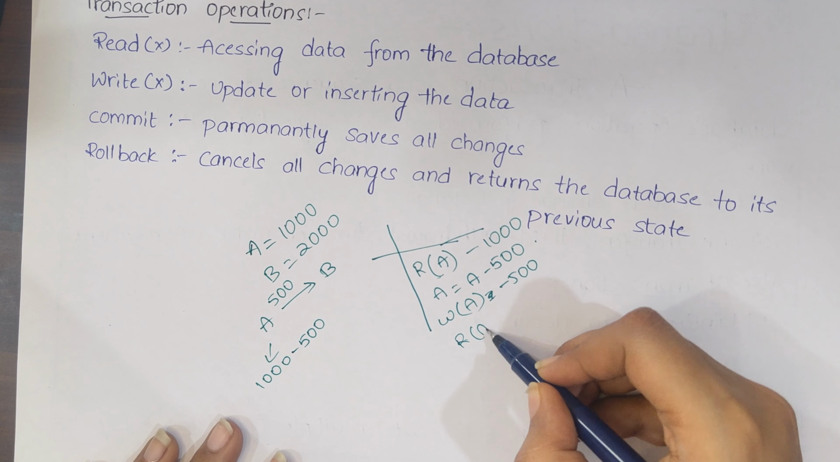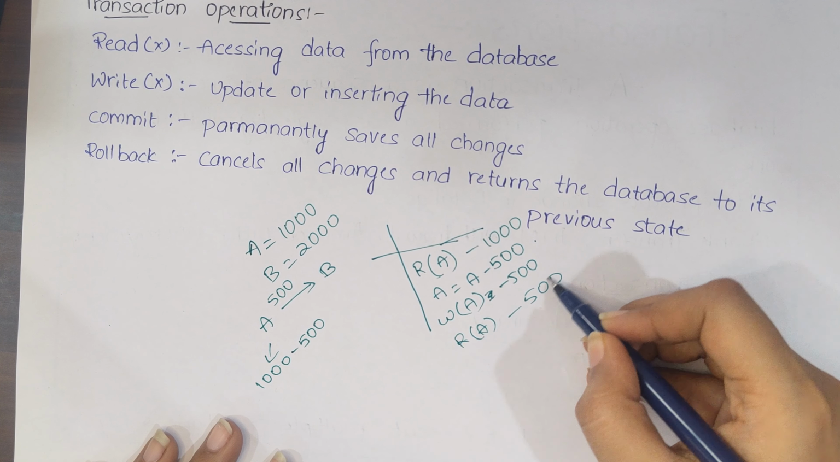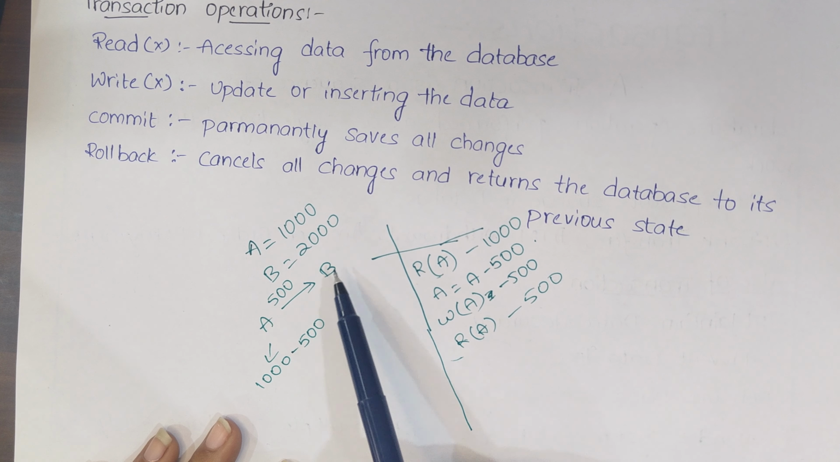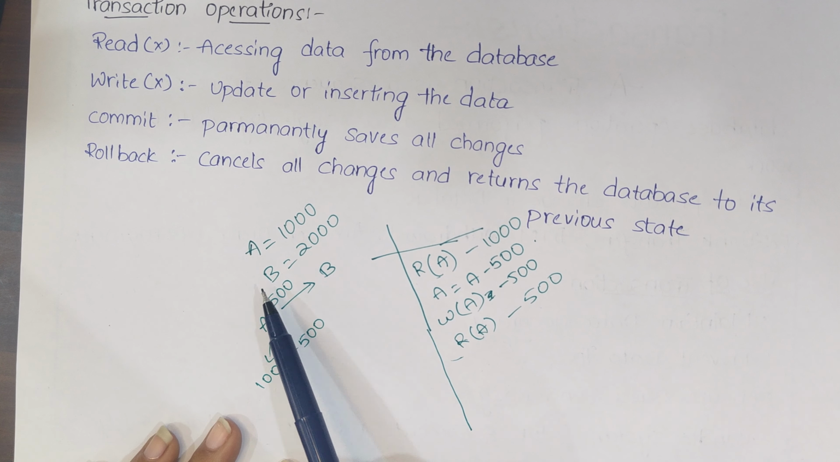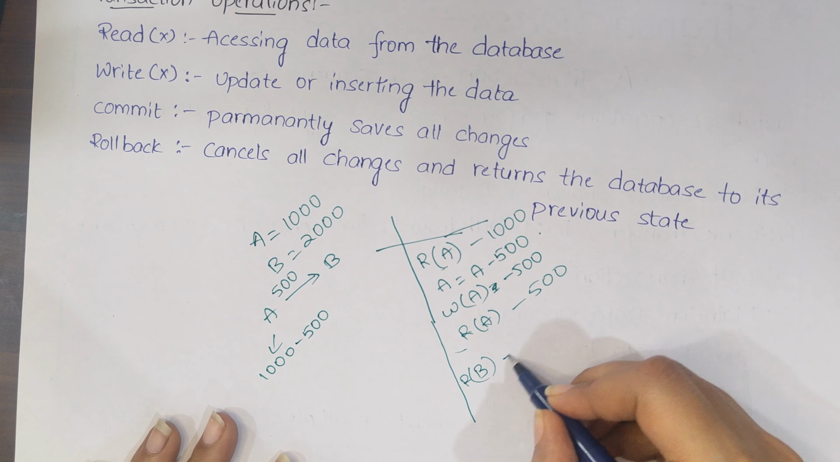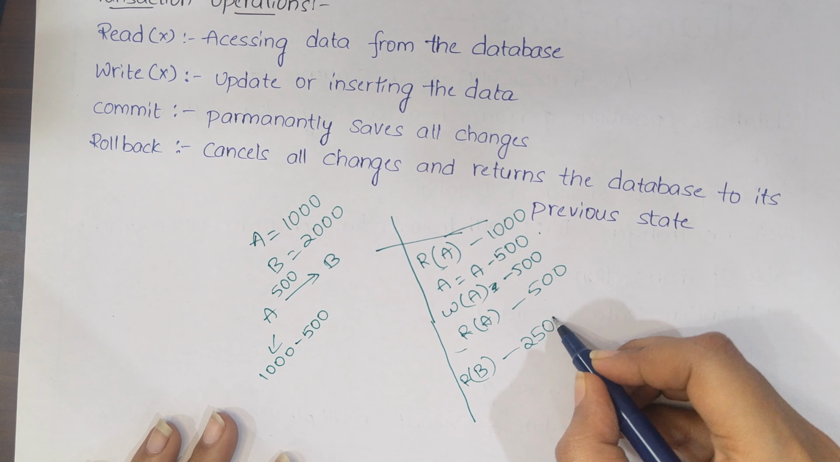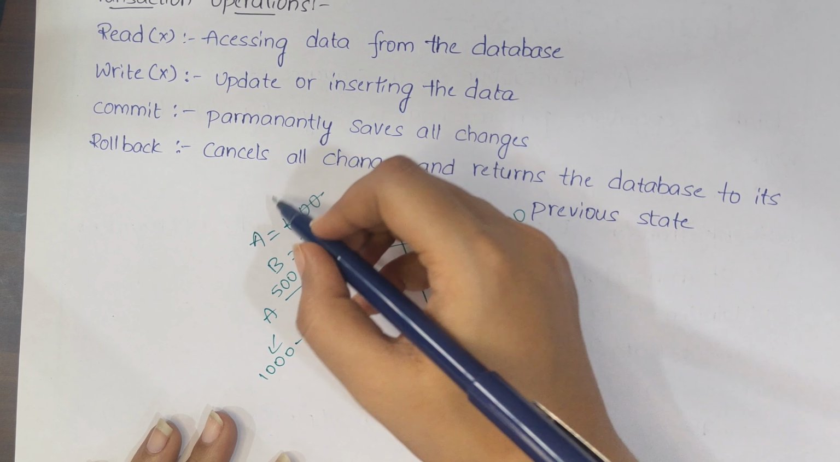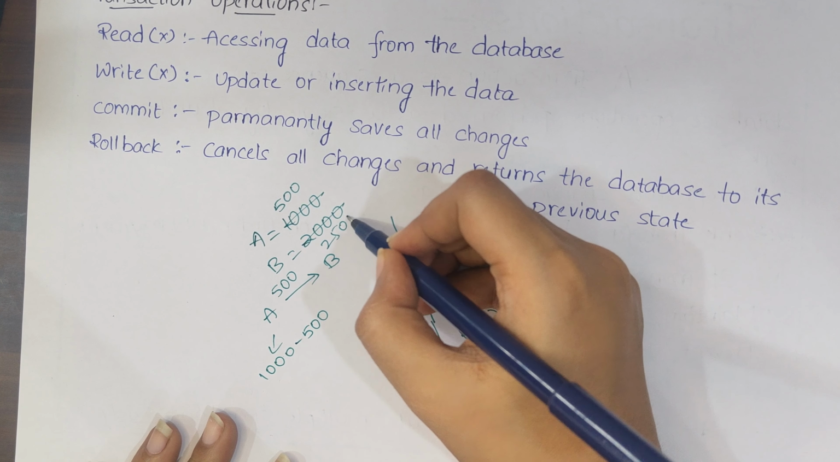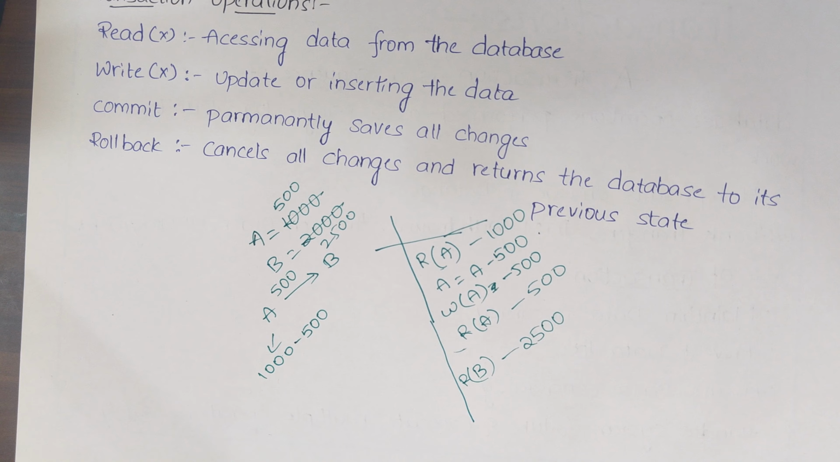Next we need to read A. The balance left is 500, right? We don't know whether the money got credited into the account of B or not, so next we read B. The amount will be 2500. Here 1000 is replaced by 500 and 2000 is replaced by 2500. This is how a transaction generally happens.